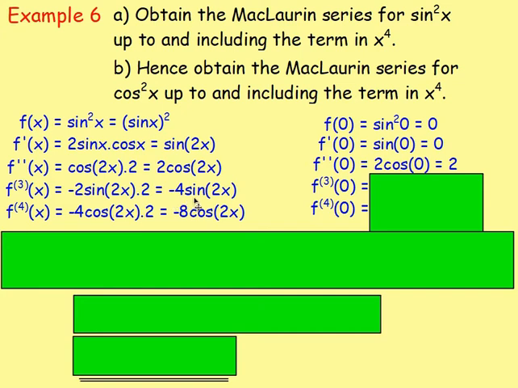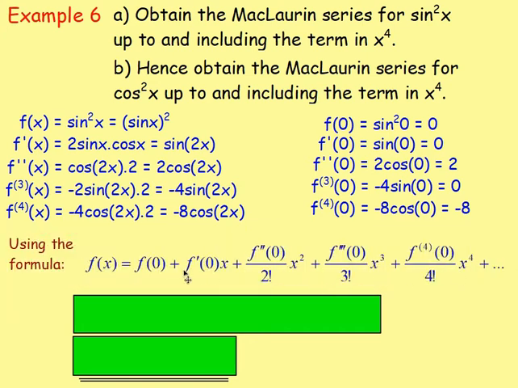Negative 4 sine 2 times 0 is going to be negative 4 times sine 0, which is negative 4 times 0, which is just going to be 0. And negative 8 times cos of 2 times 0 is going to be negative 8 times cos of 0, which is negative 8 times 1, which will leave us with negative 8. So we have evaluated f of 0, f dash 0, f double dash 0 down to the fourth derivative, and once we have that, again, for the Maclaurin series, you know you're going to be using this expansion here.